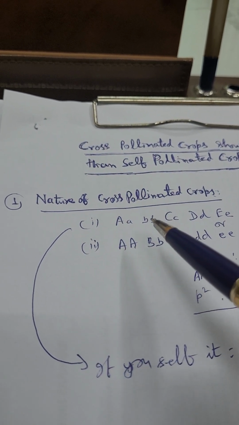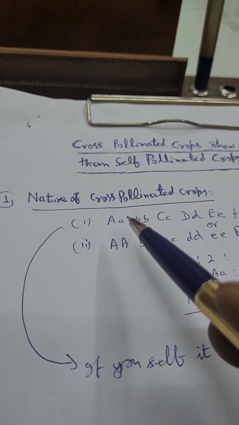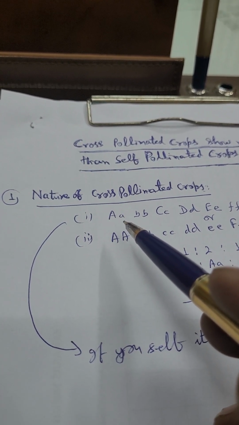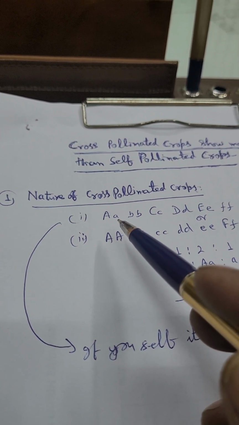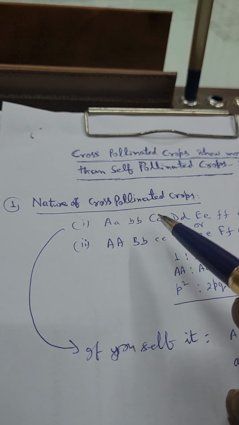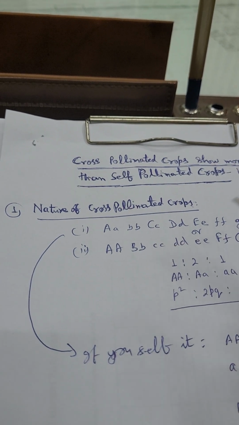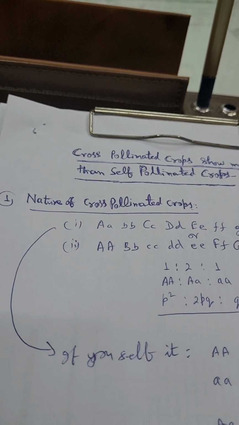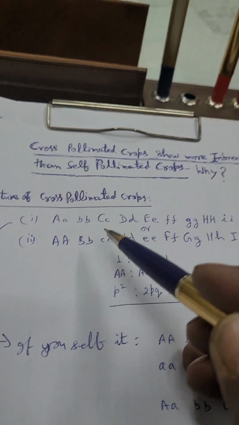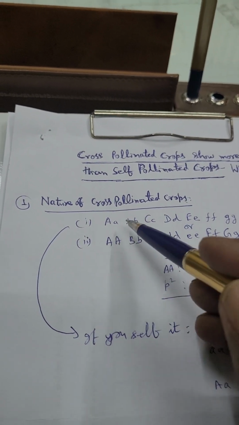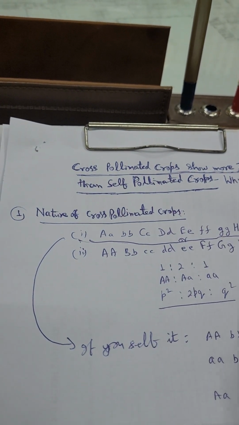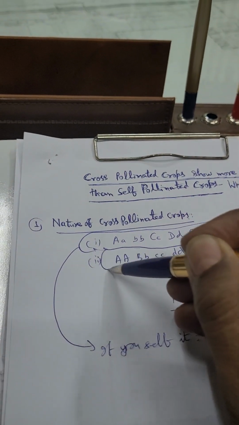You see the genetic architecture of cross-pollinated crops. We used to say that it is heterozygous in nature, meaning the majority of the loci are in heterozygous condition. I'm putting one example of any OPB variety of maize. This will be the genotype, or this will be the genotype, or like this.